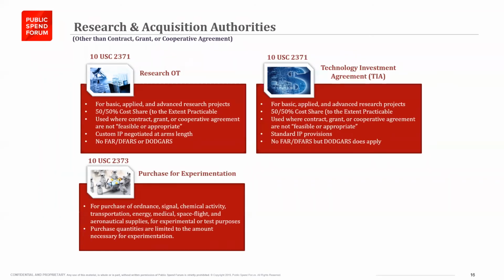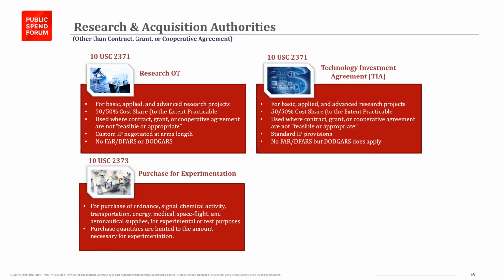2373 is purchase for experimentation. It falls under the OTA chart here in this part of our lesson because it can result in other transaction agreements. It can also result in contracts or purchase orders. So the key piece here for 2373 is it's only a 2-paragraph statute. It does not have a regulation. It does not have a guidebook. It does not have policy.